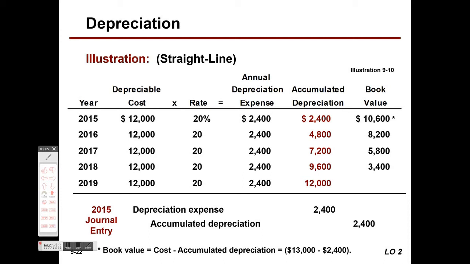At the end of 2019, which will be the 5th year, the asset's depreciable cost is going to be equal to its accumulated depreciation. So the book value at that time would be $1,000, equal to the salvage value. So that's a little hint there that the book value, once an asset is fully depreciated, is going to be equal to the salvage value.